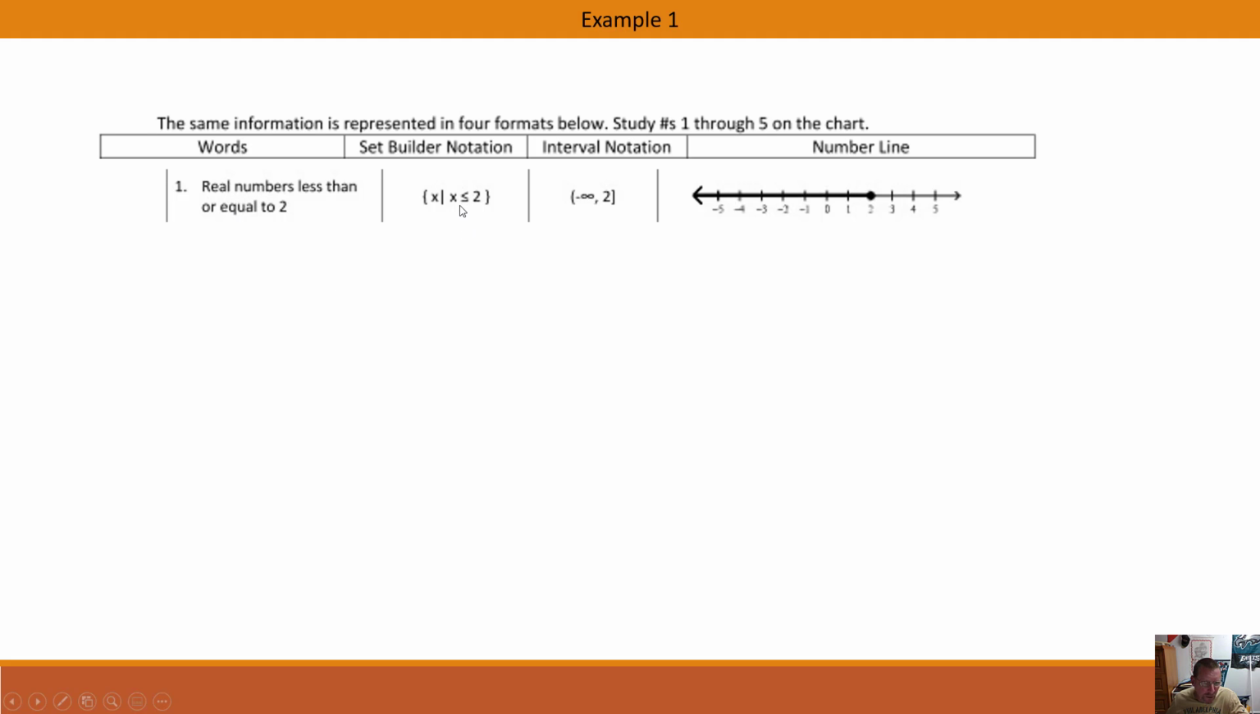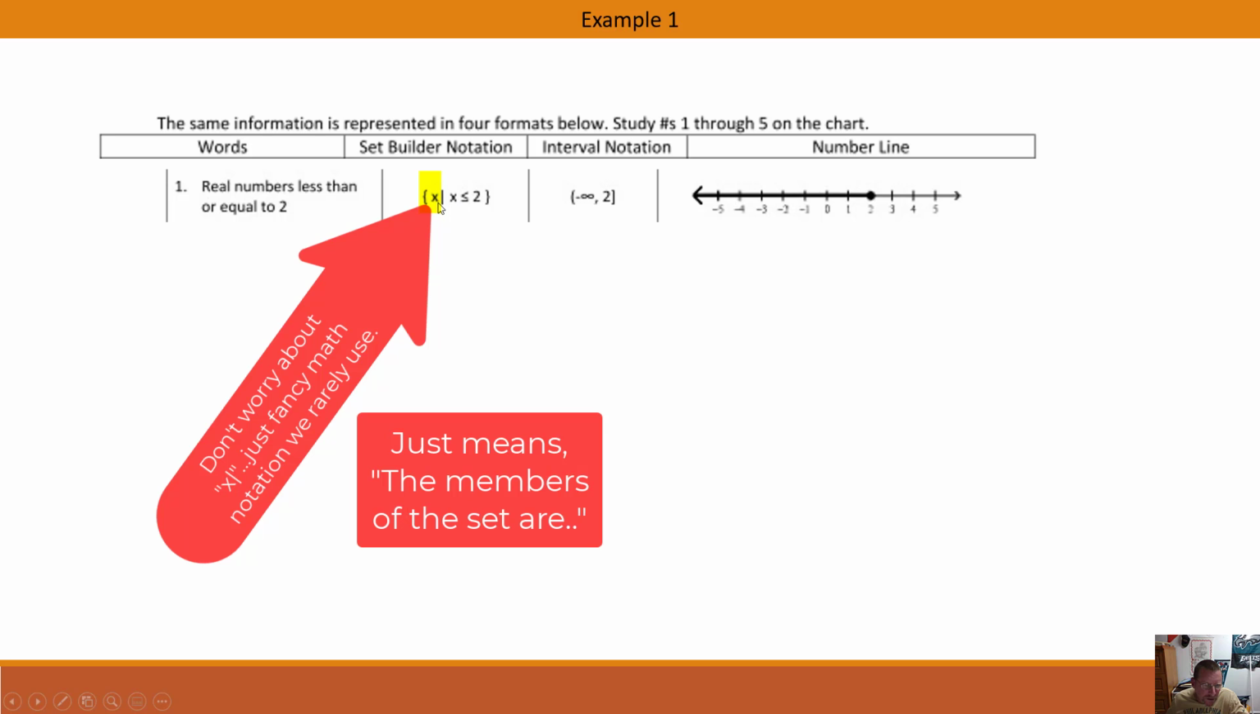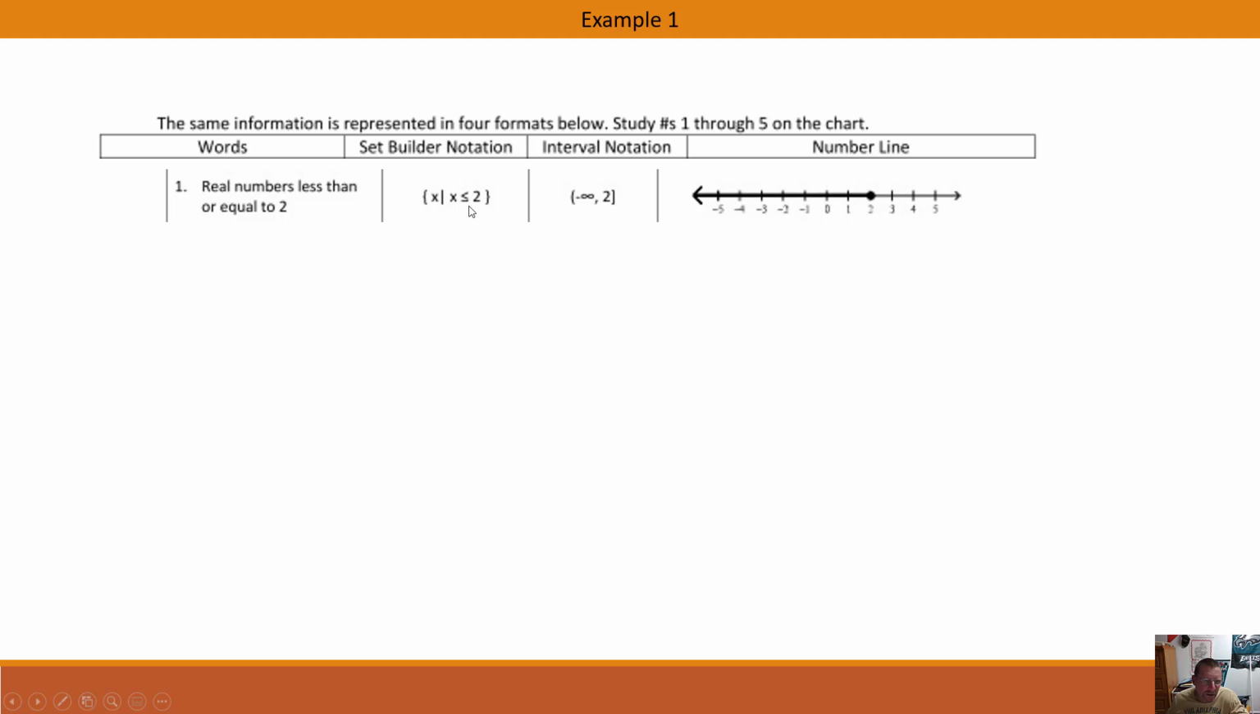And inequality notation would be x is less than or equal to 2. Do not worry about this x with the bar next to it. Okay, that just means the members of the set are. Okay, that's just very formal mathematics. I'm more worried about x is less than or equal to 2. All right, so there's the inequality notation.